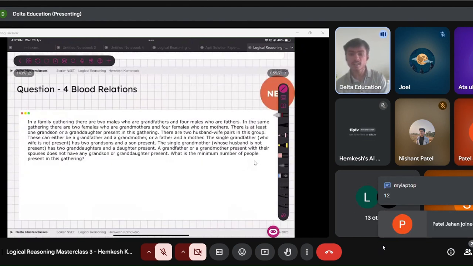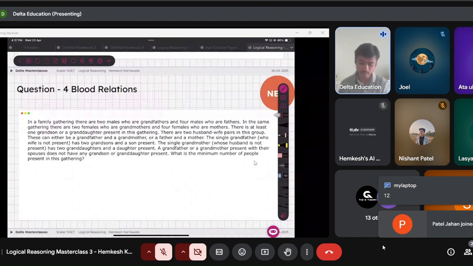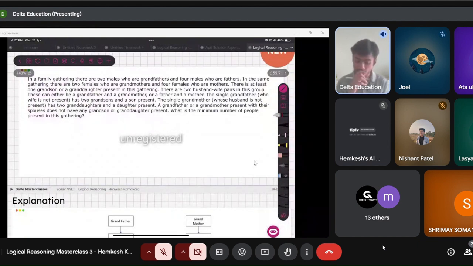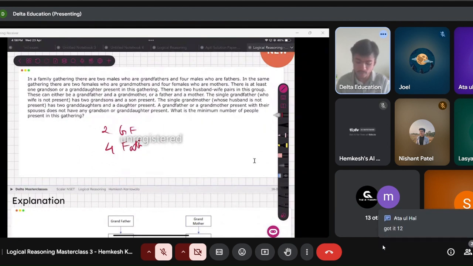See, in this question, there is a lot of data given, you just need to represent it well. These are the type of questions in which you need to make the family tree. It would make this easier. So what the question is saying, I'll solve this myself. The question says that in a family gathering, there are two males who are grandfathers, and four males who are fathers. So in all, there are six males.